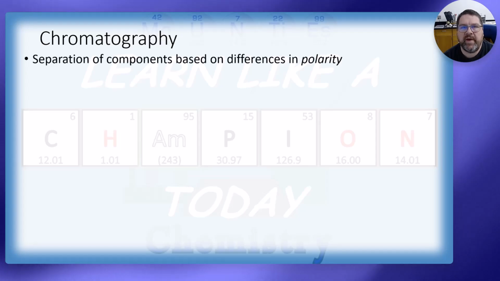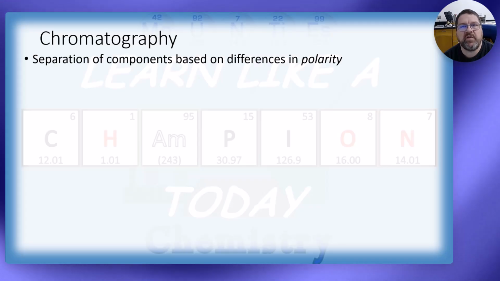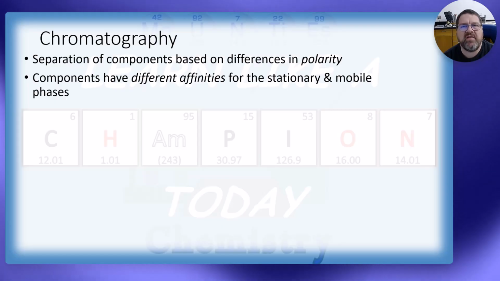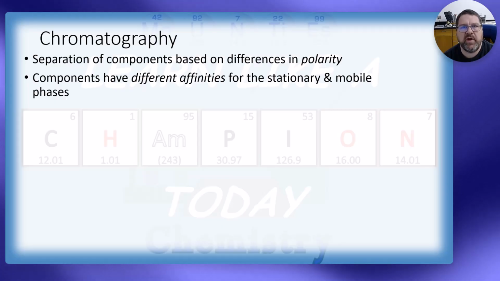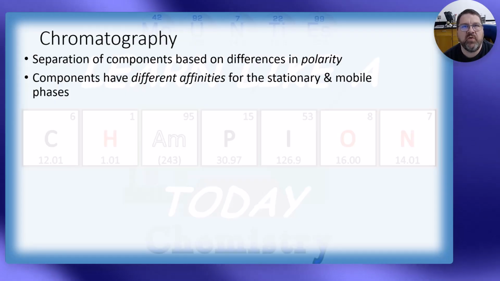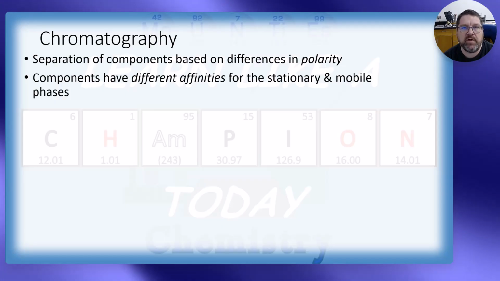Chromatography is an analytical method that allows us to separate components of a mixture based on physical properties, specifically on the property of polarity. And so what we have in chromatography is, in your mixture, you have components that each of them is going to have a slightly different attraction or affinity for one of the two phases in the chromatography procedure.